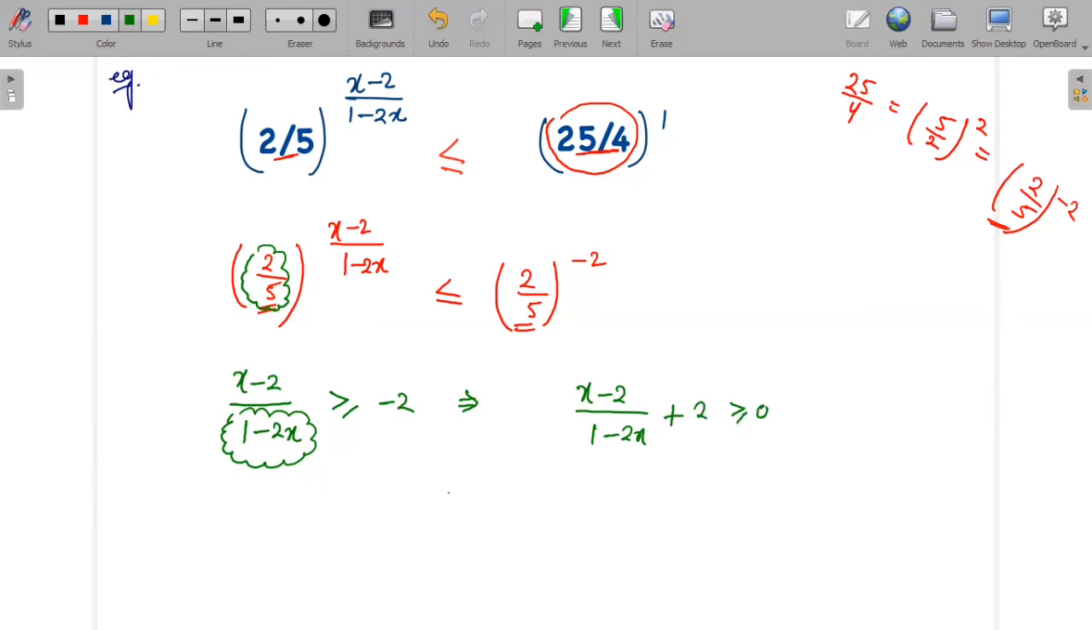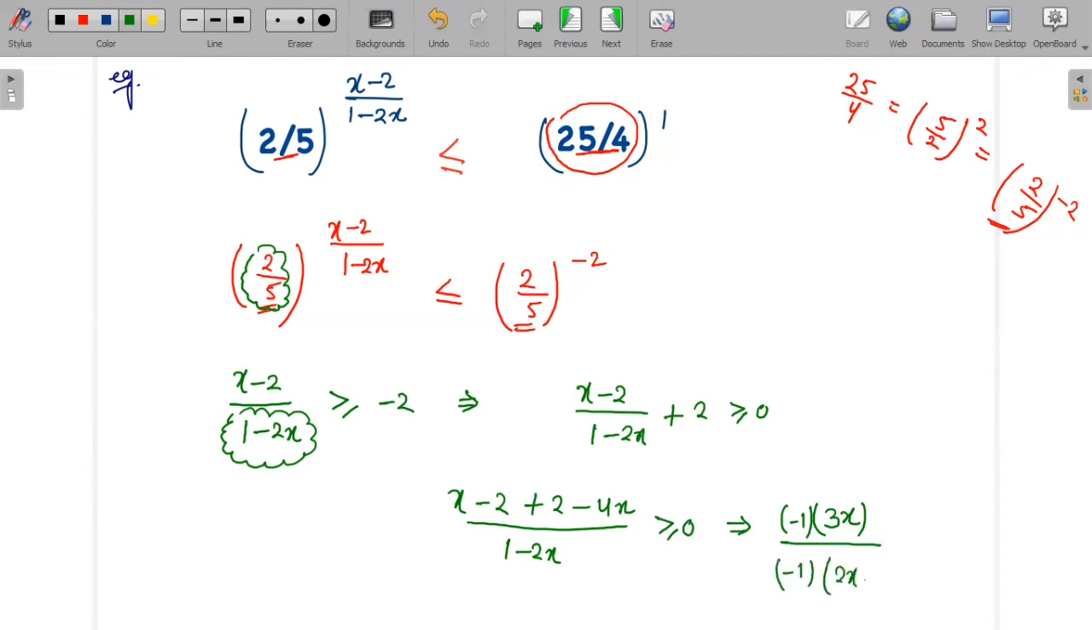Take the LCM and solve the numerator part. We have x - 2 + 2 - 4x over 1 - 2x, which should be greater than or equal to 0. In the next step, try to make the leading coefficient positive. In the numerator, we have -3x, so I can write this -3x as 3x times -1. And in the denominator, we can write 1 - 2x as -1 times (2x - 1). This should be greater than or equal to 0.